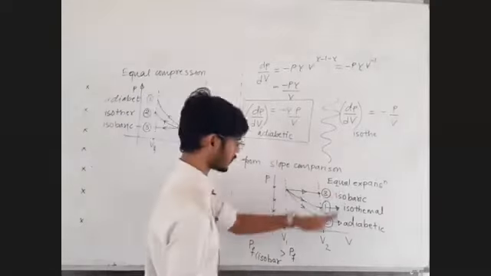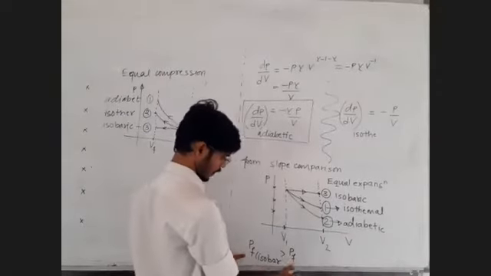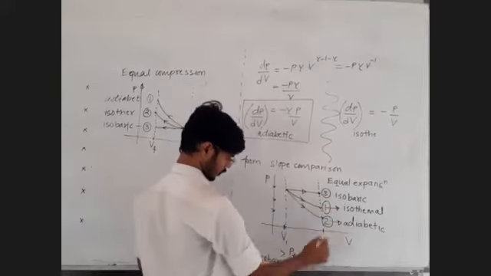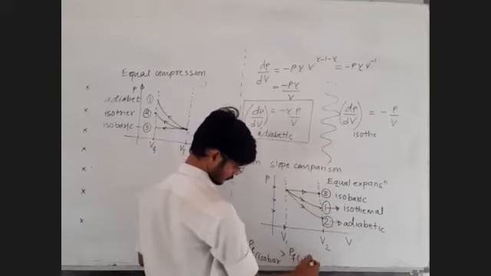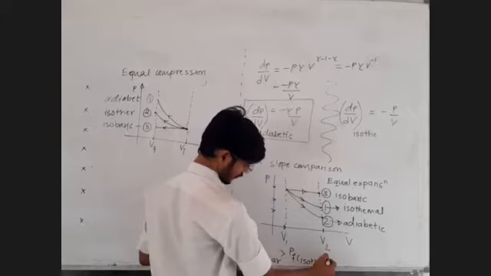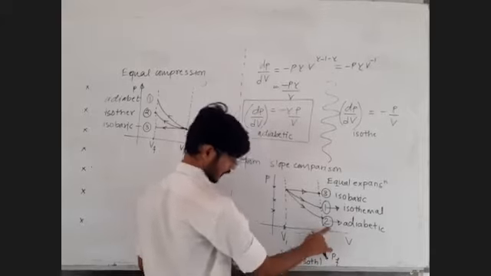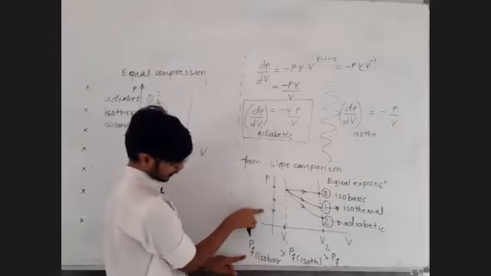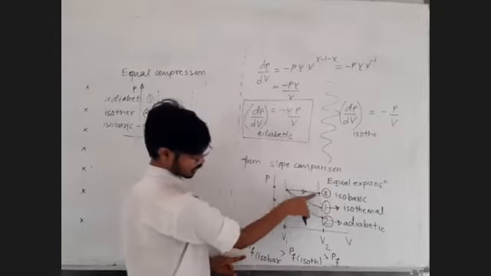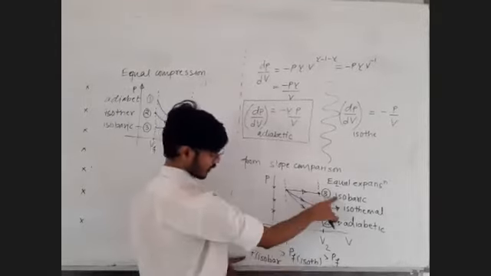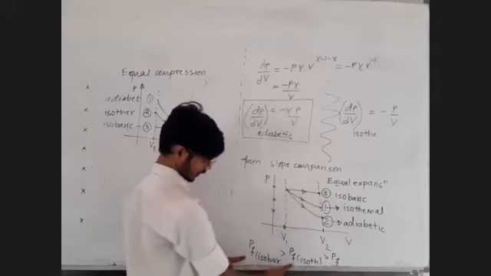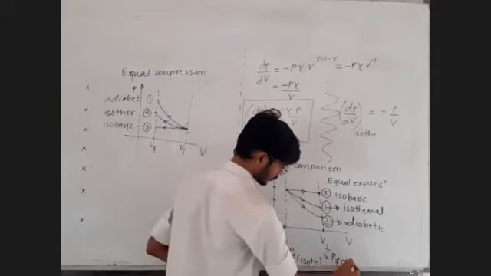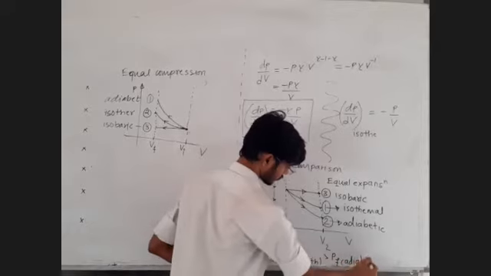So in equal expansion, final pressure of isobaric is more than the final pressure of isothermal, than the final pressure of adiabatic. Look how the pressure decreases. This is 3, 1, 2: isobaric, isothermal, adiabatic. This is the pressure comparison.